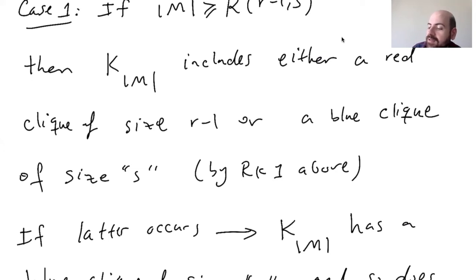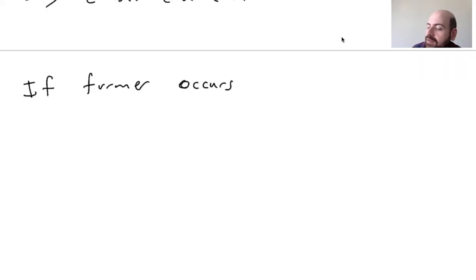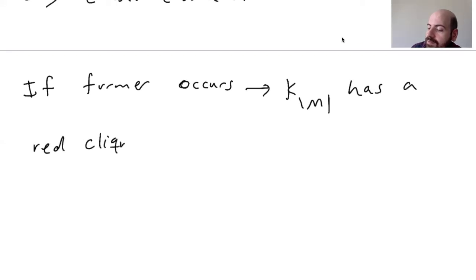If it has a red clique of size R minus 1, if the former occurs, then K cardinality M has a red clique of size R minus 1. Okay. But I'm looking for a red clique of size R. How can I find the red clique of size R?